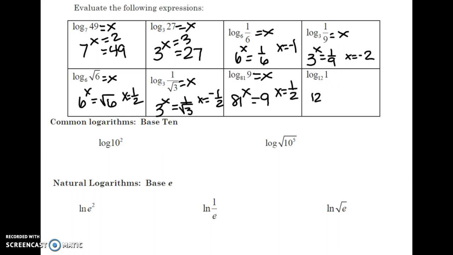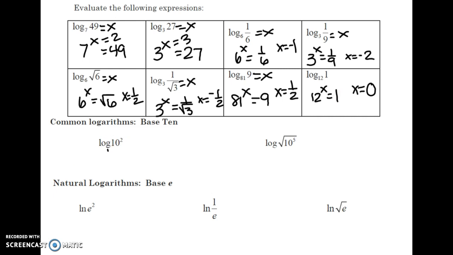All right, 12 to what power will equal 1? So this one, what power can I plug into 12 so it equals 1? That's that rule I told y'all earlier, 0. Anything to the 0 power will be 1. Okay? All right, now, remember some of the common ones.